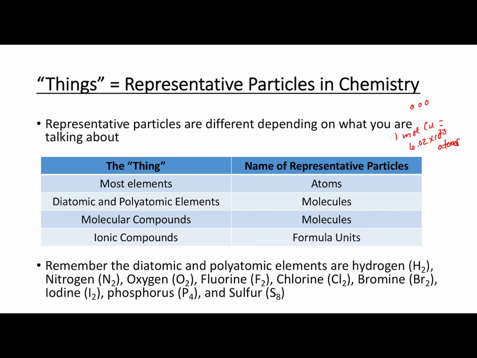And if we have an element that is either diatomic or polyatomic, like the ones listed here, those are molecules. 1 mole of oxygen, O2, is 6.02 times 10 to the 23rd molecules. And if it's a molecular compound, those units are molecules, and if it's an ionic compound, those units are formula units. Now, the good thing is that if you're doing problems using mole conversions and you see the word atom or molecules or formula units, you know that it's asking a question that involves representative particles.